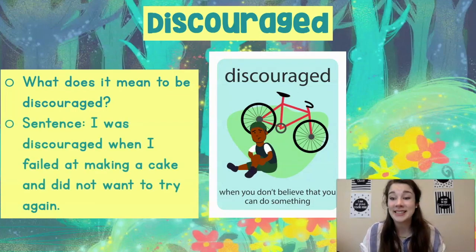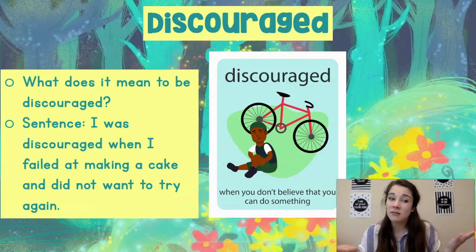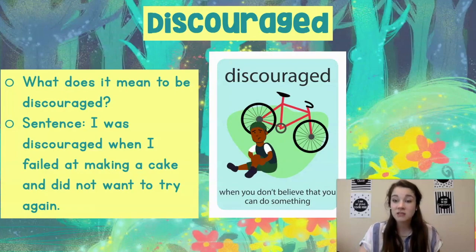I have it in a sentence as well. I was discouraged when I failed at making a cake and I did not want to try again. So I tried being a baker and it didn't go so well. And I was discouraged and I didn't want to try again because the first one was so bad. Yeah, that's being discouraged. So in our story today, one of our characters is going to feel discouraged at least one part of the story. You ready to see what our story is?